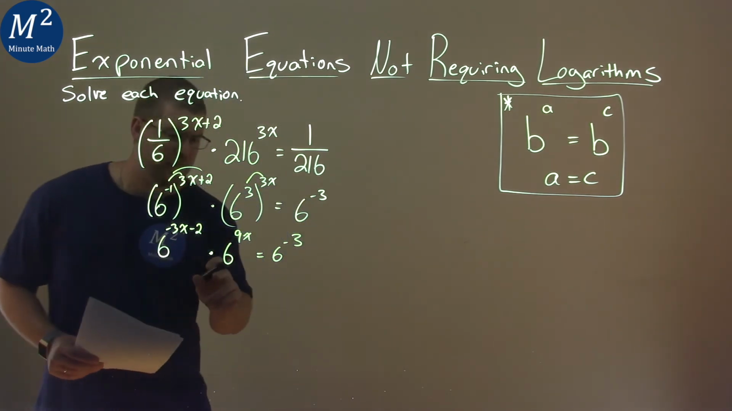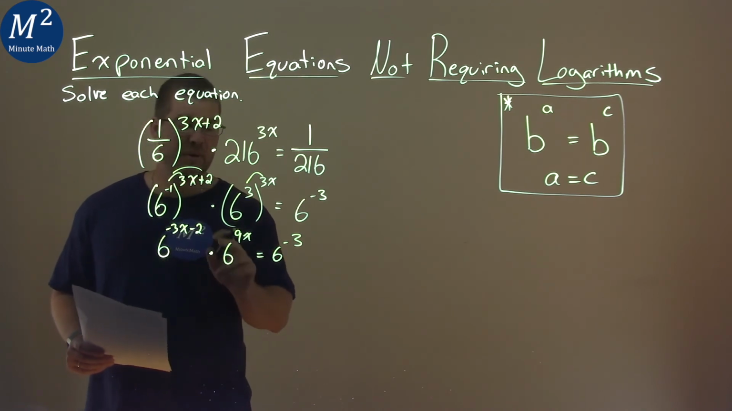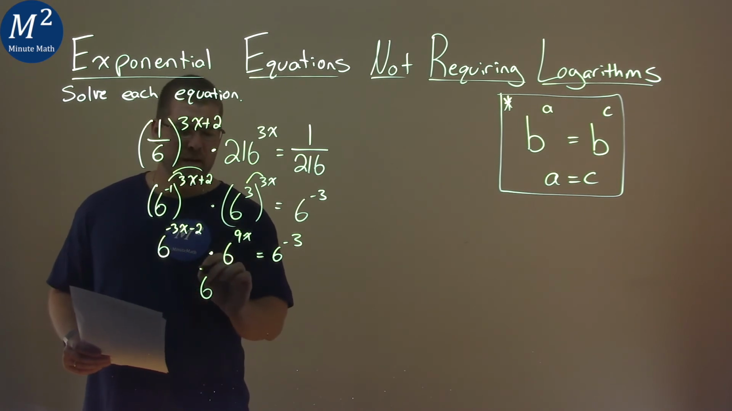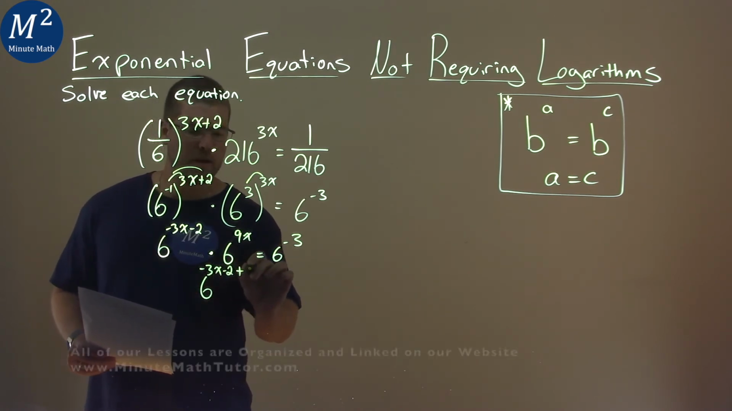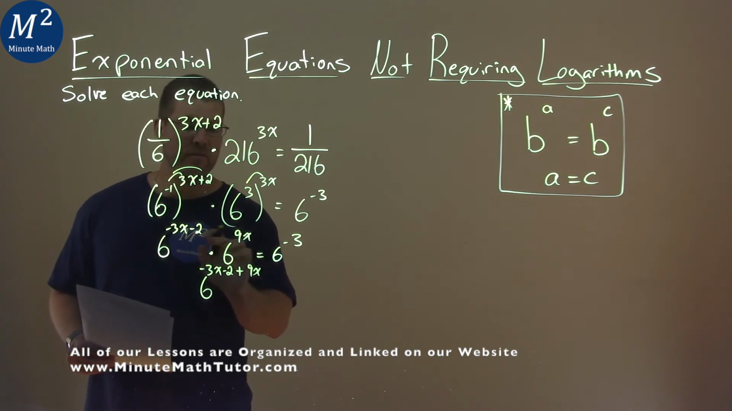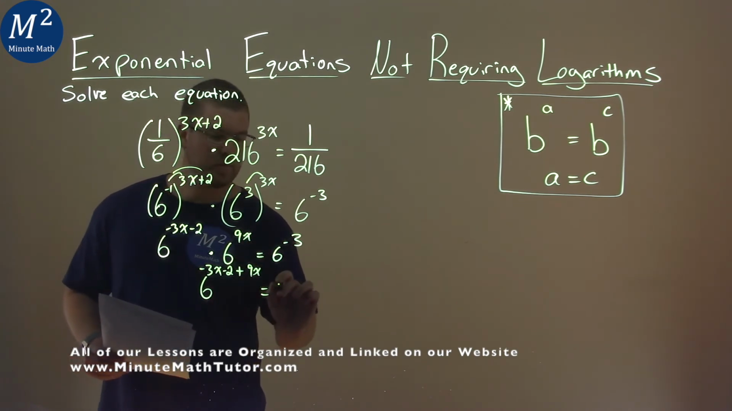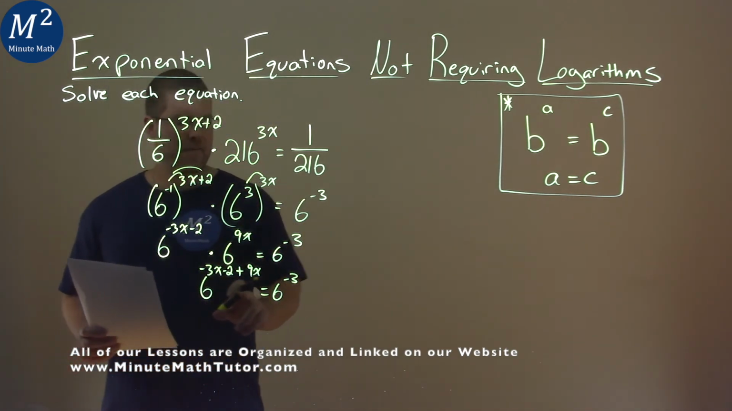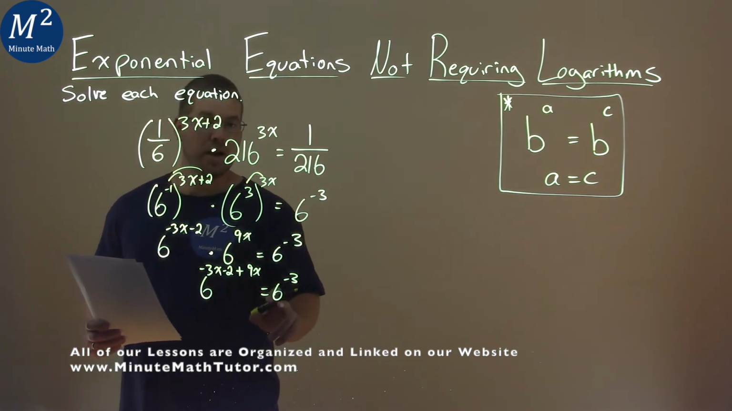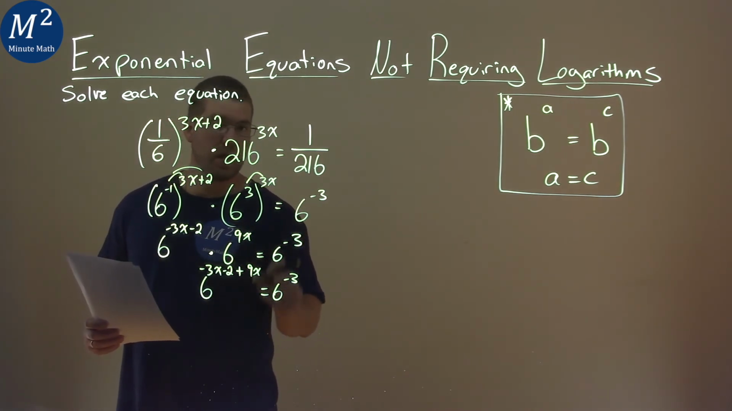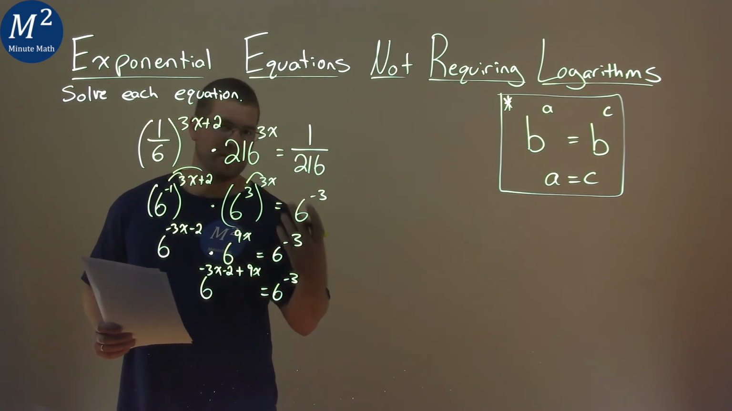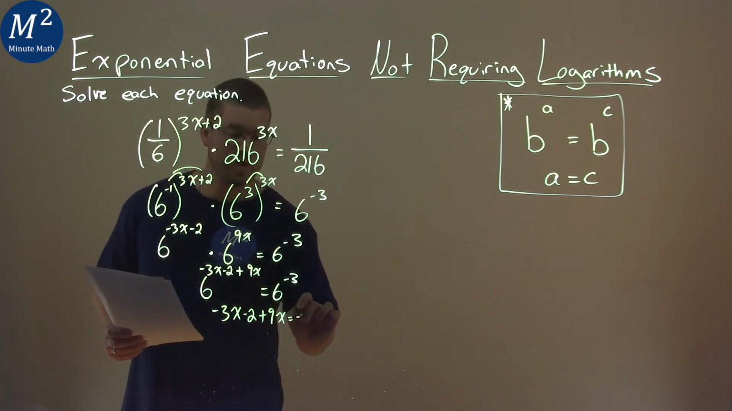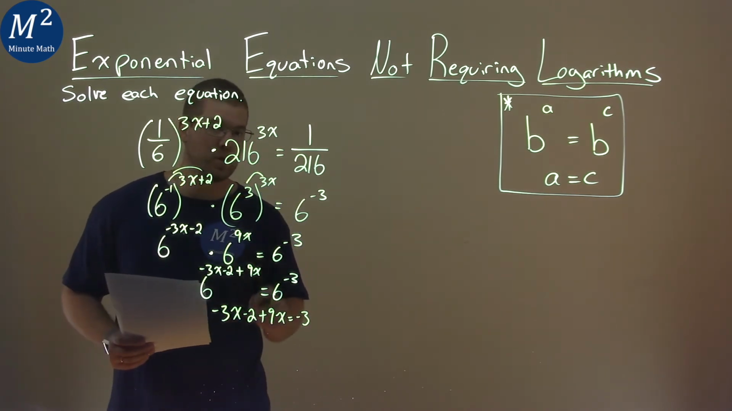Keep that to the right. Our rules also state that when we have multiplication with the same base, we add the exponents and we can keep the same base here of 6. So -3x minus 2 plus that 9x is the whole exponent here for the 6. And that's equal to 6 to -3. Our last exponent rule: we have a 6 in the base, on both sides of the equal sign. When that happens, we can set the exponents equal to each other. -3x minus 2 plus a 9x is equal to -3, and from here we can solve for x.